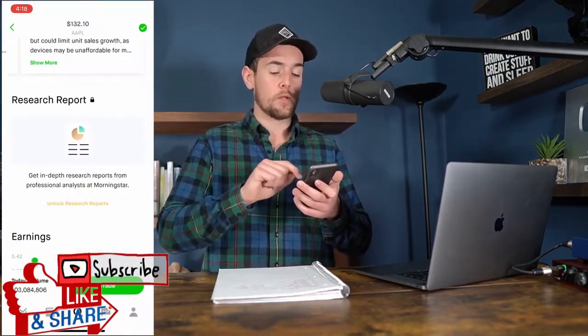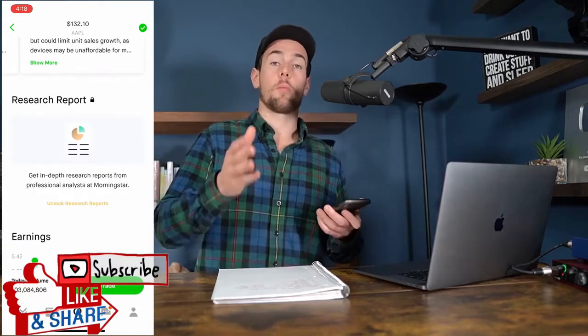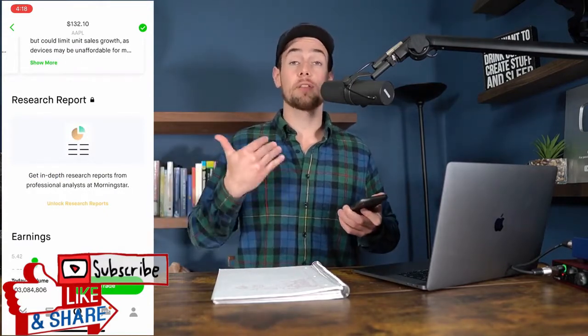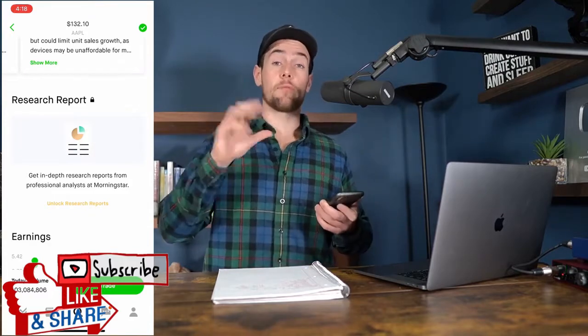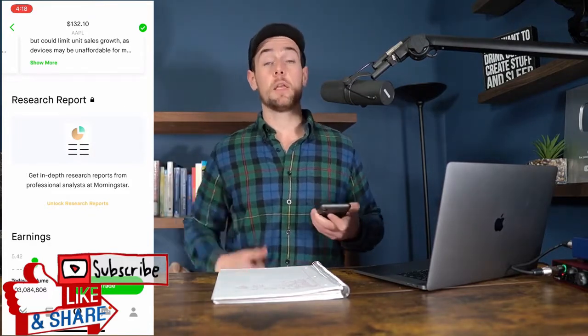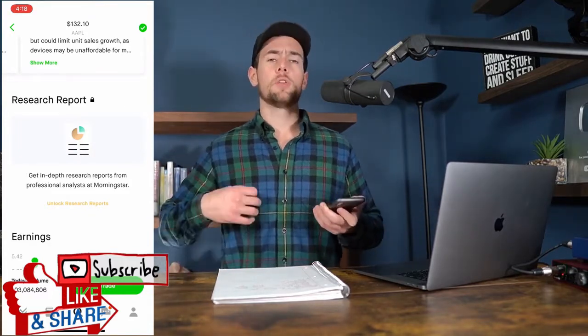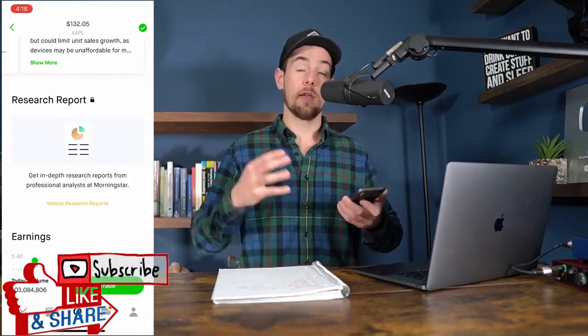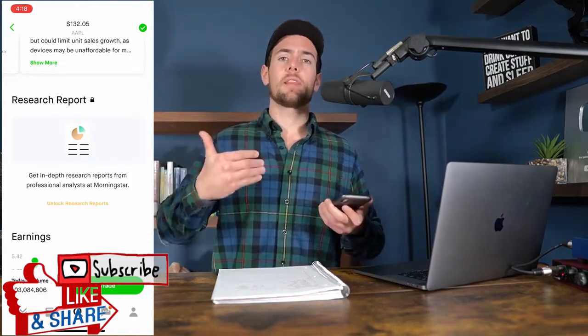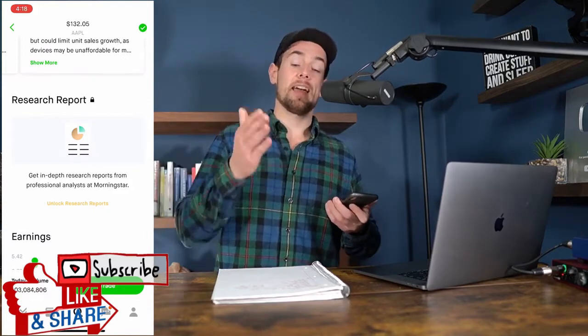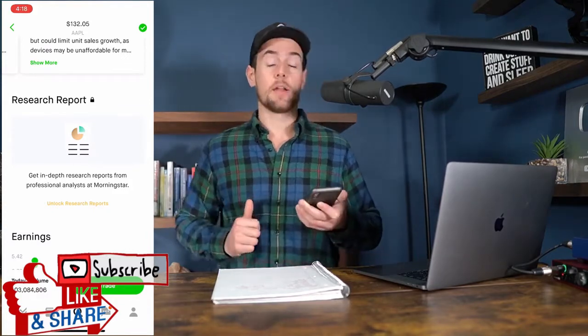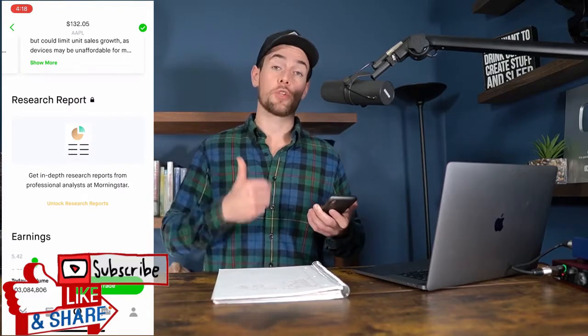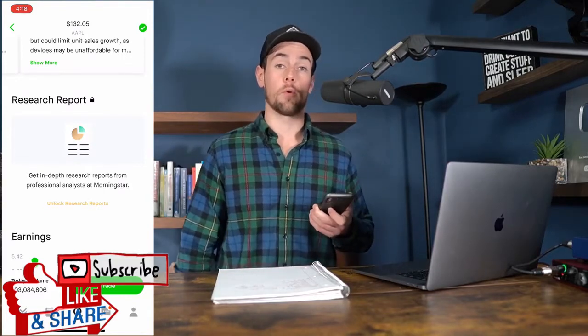If you want a longer one, you can unlock research reports from Morningstar by signing up for Robinhood Gold for $5 per month. That's going to get you a couple of different perks as well. You get larger instant deposits. You're also going to get level 2 market data, which is going to show you more buy and sell orders and give you a better idea of what that stock is going to be trading at an instant point in time. And it's also going to give you access to margin trading if you want to invest with borrowed money.